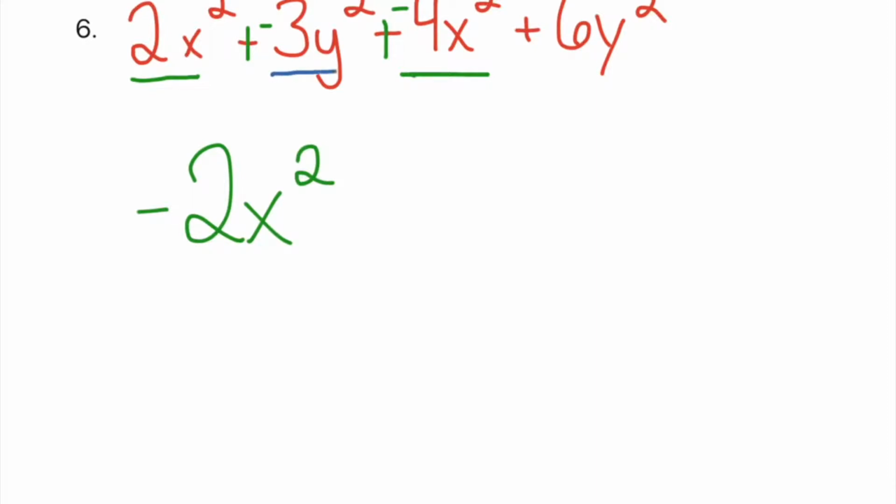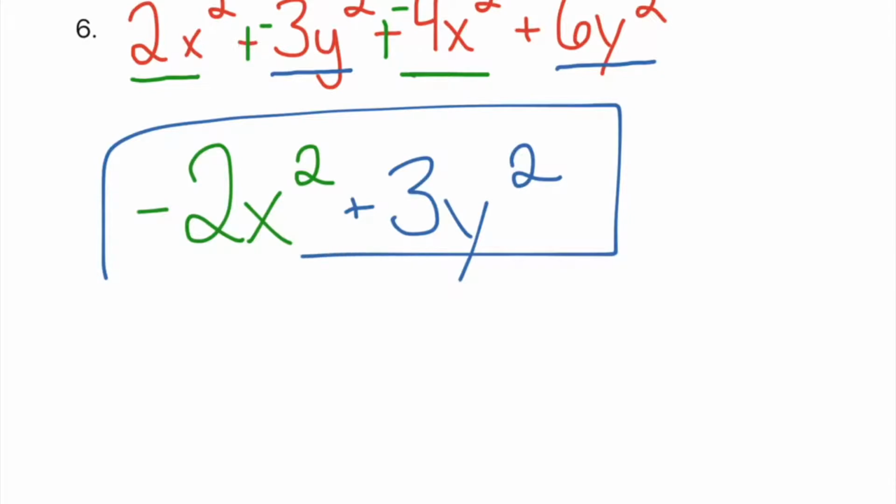And then I also have a negative 3y squared and a positive 6y squared. When I combine those, I get a positive 3y squared. And that is the final answer.